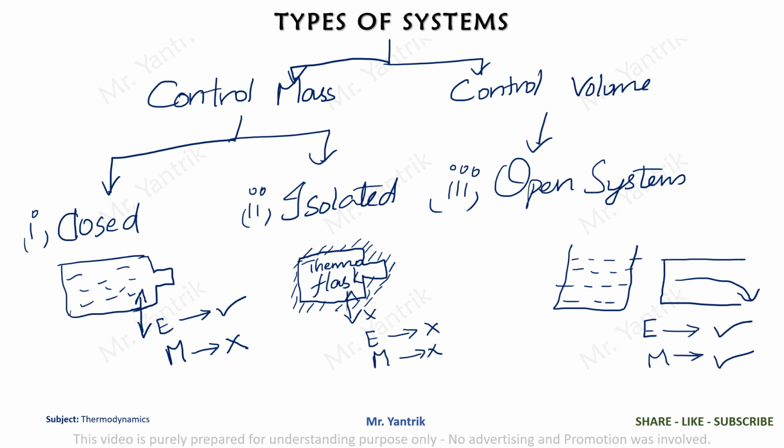So overall we can say that an open system will have energy transfer interaction and mass transfer interaction. In a closed system, the energy will be transferred because it is not insulated, but the mass transfer will not happen because it is completely sealed. And in an isolated system, energy transfer will not happen and mass transfer will not happen, because it is completely insulated and completely sealed.